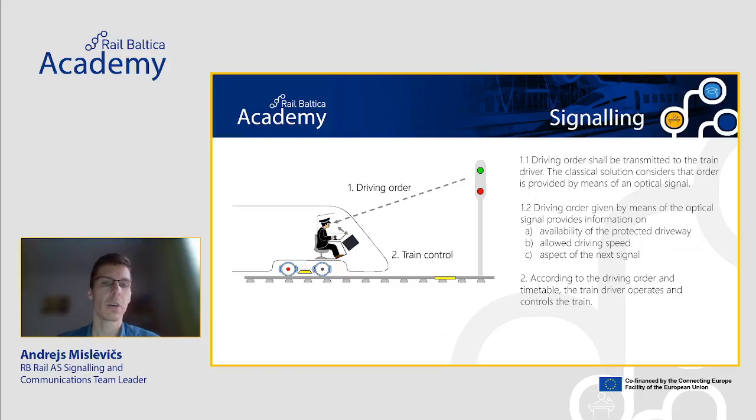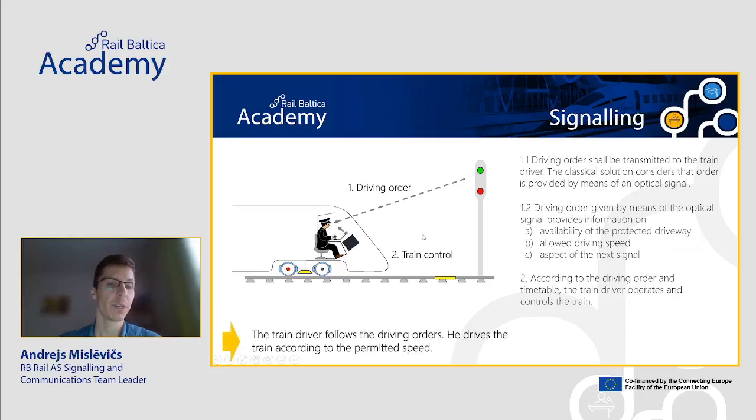And according to this optical signal, the train driver operates the train and proceeds. So the train driver follows the driving orders. He drives the train according to the permitted speed. This is the function of the signaling.